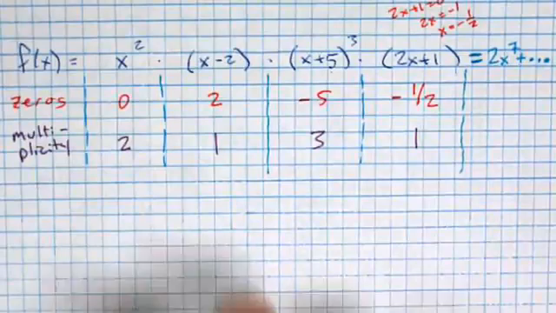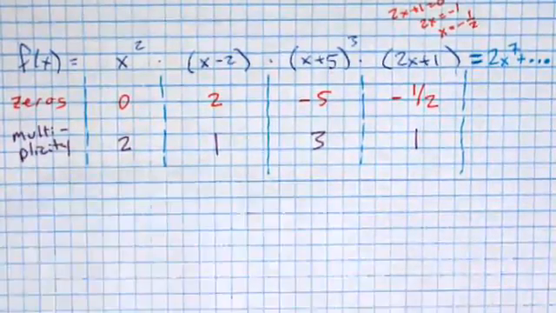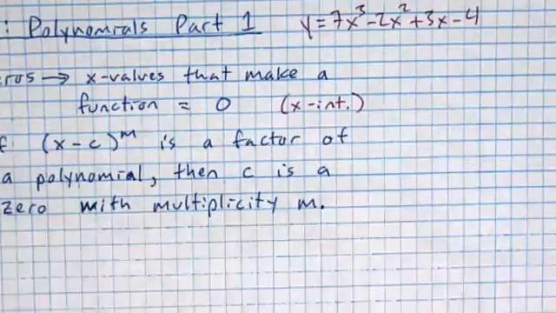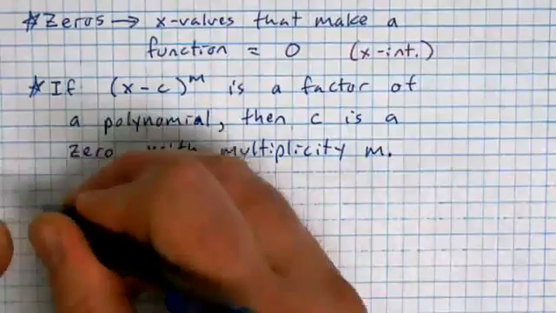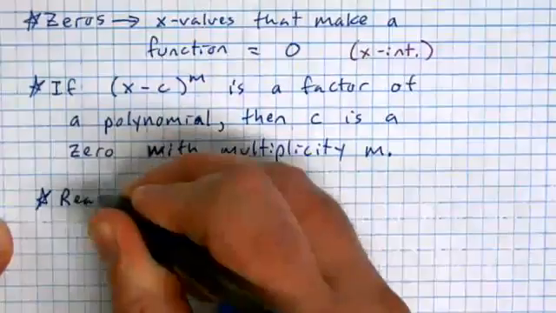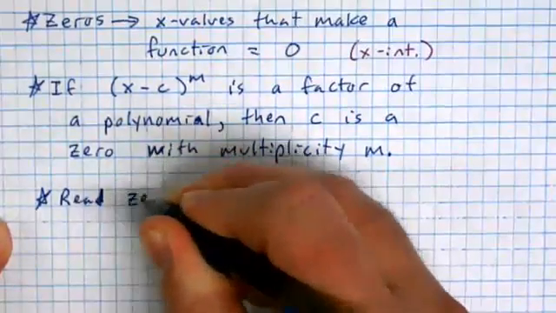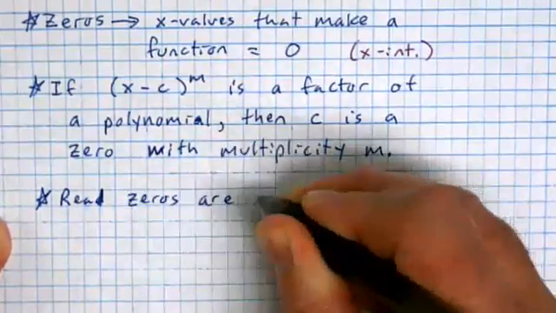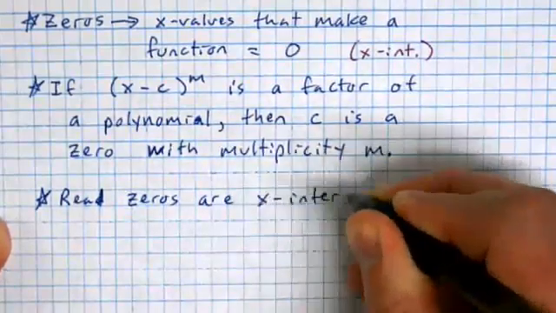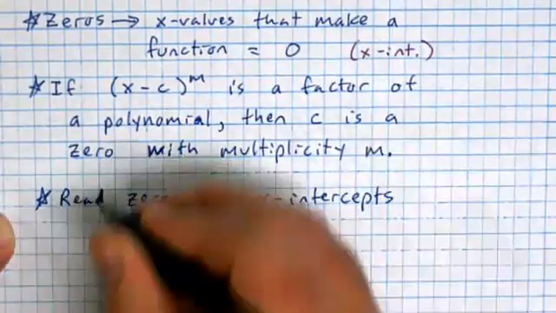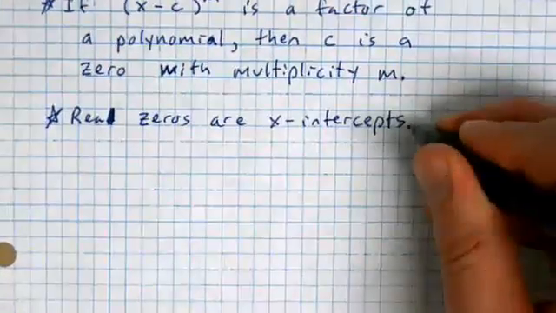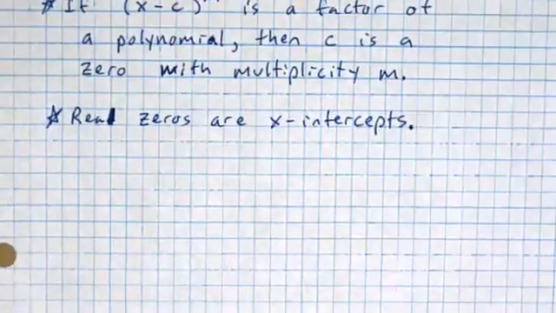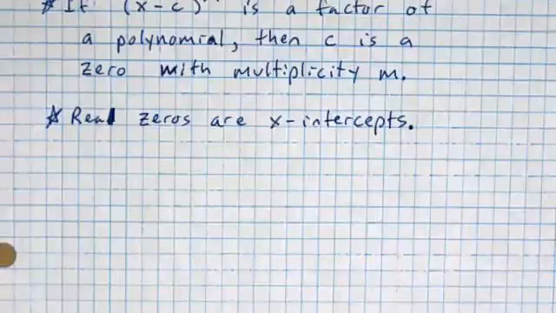All right, we're going to come back and add some more to this in a moment, but let's go back to our notes. Some other stuff down here. All right, so I need you to know that real zeros are x-intercepts. We say real zeros because it is possible to have imaginary zeros, but those do not cause x-intercepts on your graph.